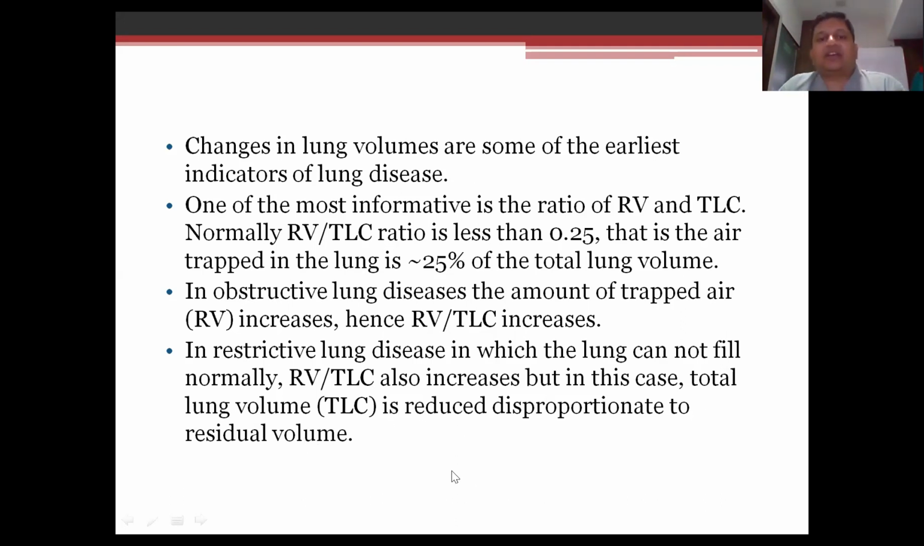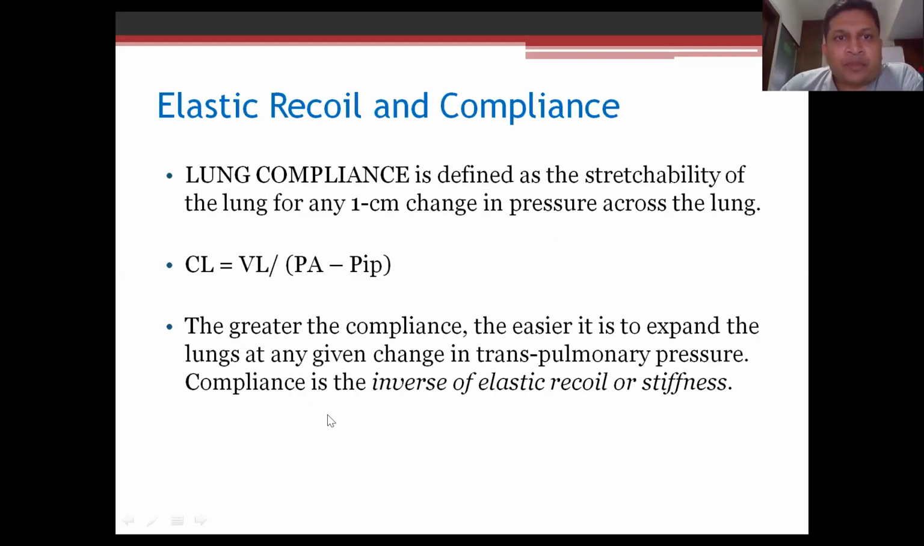The denominator is reduced. That's why it is increased. So these are the things which are hampered in the very early stage of the disease. We can also do this, but this residual volume we cannot measure in routine clinical practice, so it is also not of that much importance.